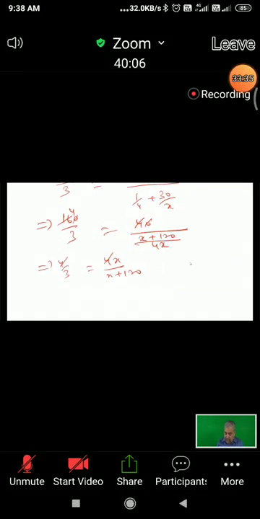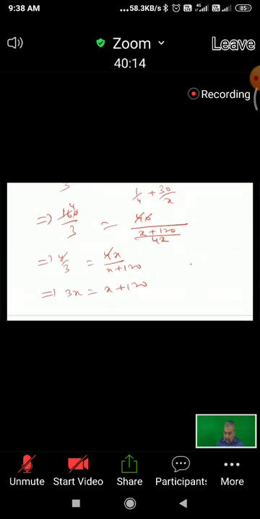See this 0 and 0, this 0 and 0 will get cancelled, and 4 4s are 16. And so you have 4 by 3. This is 4x by x plus 120. Again you can cancel 4 and 4. Now cross multiply. You can see 3x equal to x plus 120, and so from here you have 2x equal to 120. So x equal to 60, which means 60 kilometer per hour is the answer.